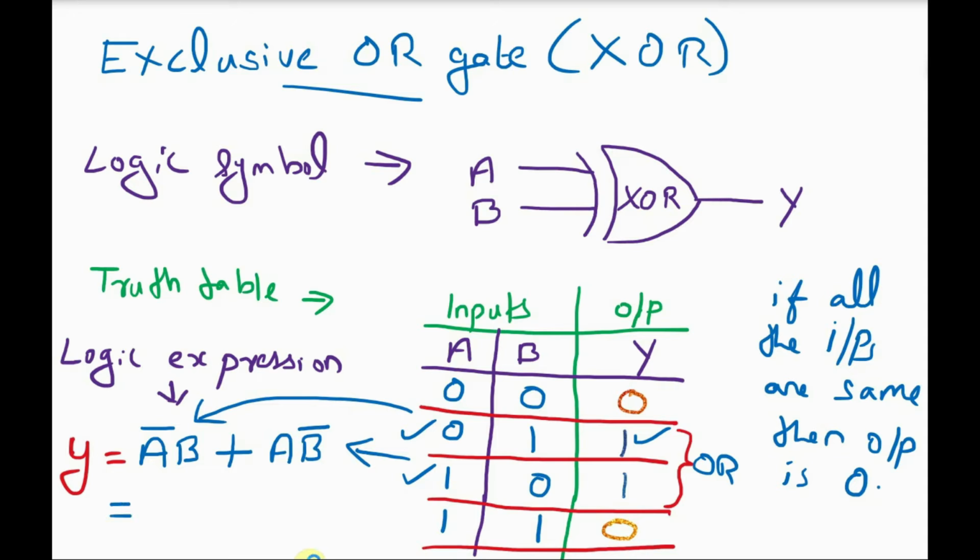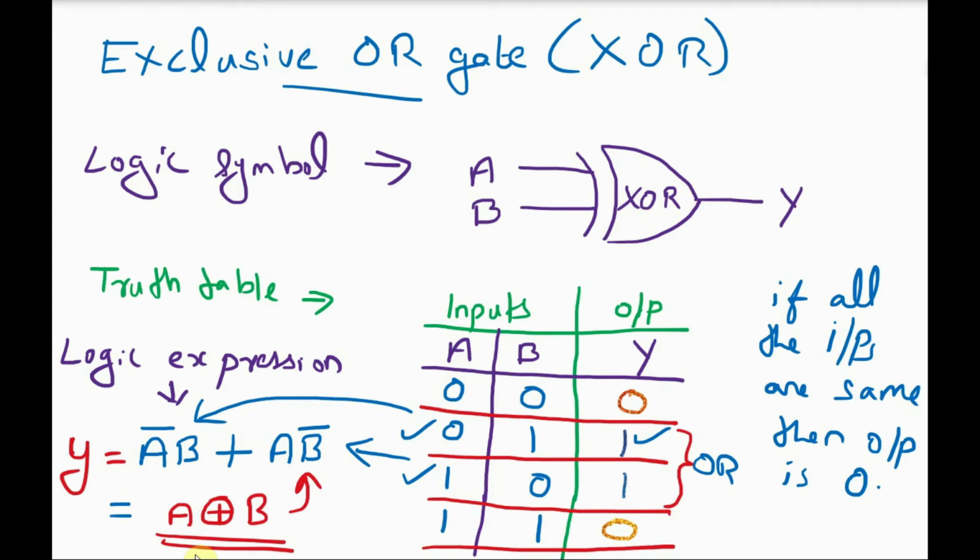And for simplicity, we have a regular expression for XOR gate, for XOR operation. It is written as a circle around the plus symbol between A and B, and this is read as A XOR B. This is A XOR B, and it is equal to A bar B plus A B bar. When we expand this, it is known as A bar B plus A B bar. And this is all about exclusive OR gate.